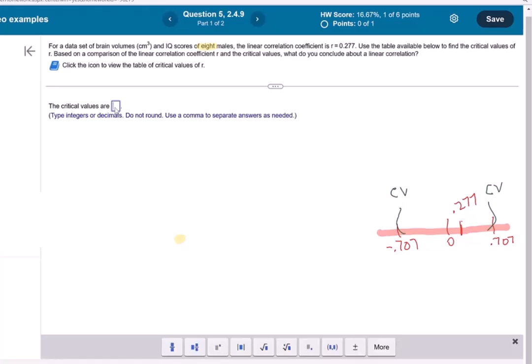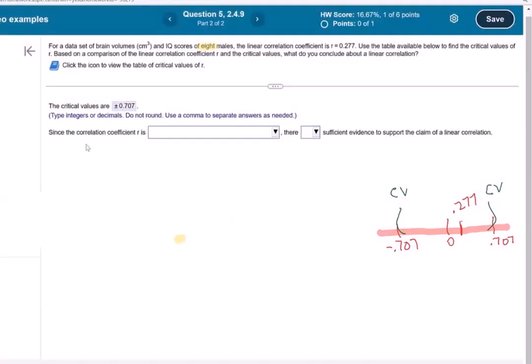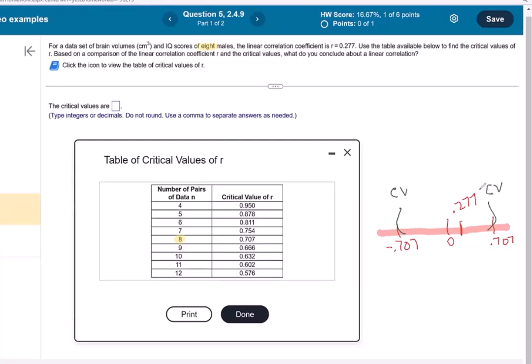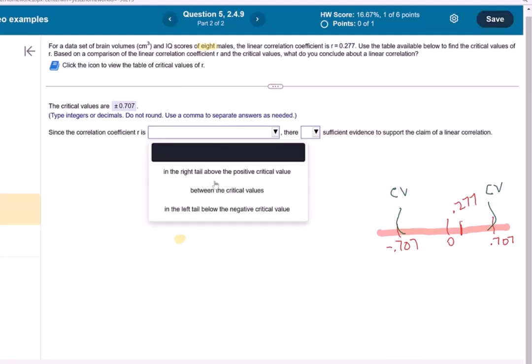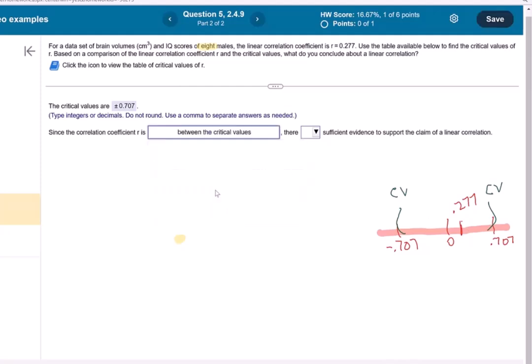First, we put in the critical value. We put in either 0.707 here, and then you can put a comma and minus, or you can use this little plus minus, which means I want the positive and the negative of that value. Since the correlation coefficient R, 0.277, is between the critical values, there is not sufficient evidence to support the claim of a linear correlation. Remember, no correlation between the two values.